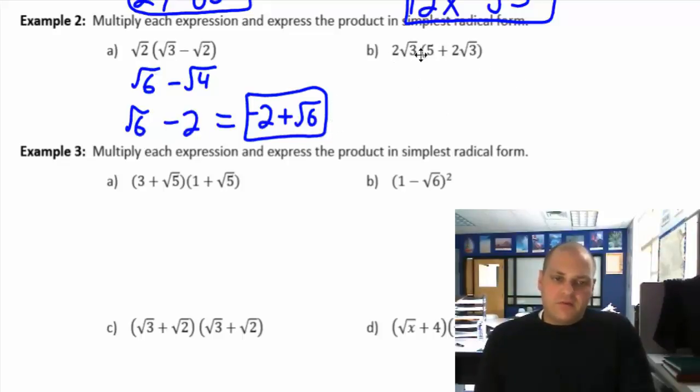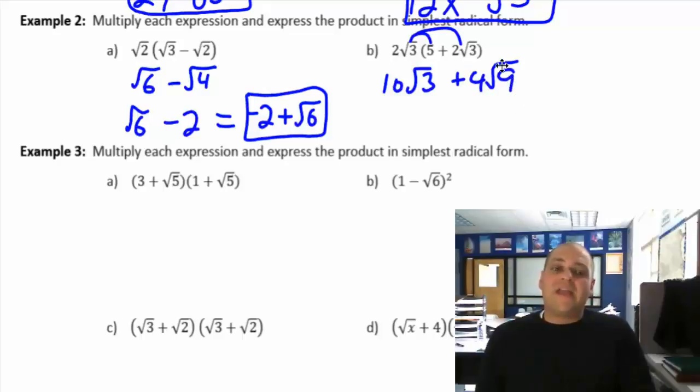All right, so distributive property again here. I have 10 radical 3 plus 2 times 2 is 4. And then radical 3 times radical 3 is radical 9. I wrote it as radical 9, but again, radical 9 is just 3. So again, radical 3 times radical 3 was really just 3. All right, so 3 times 4 is 12. 12 plus 10 radical 3. Again, writing the radical at the end.